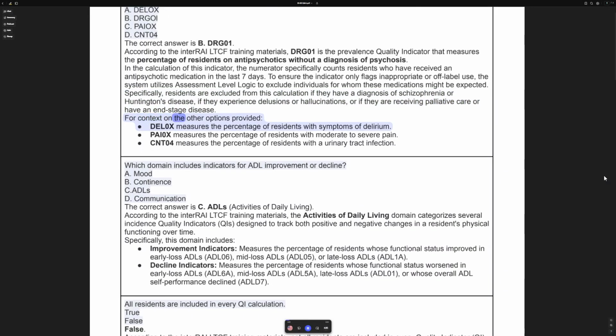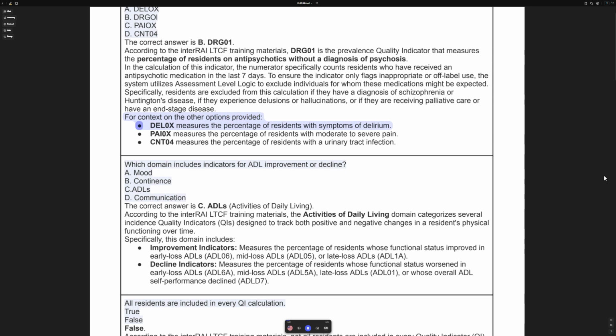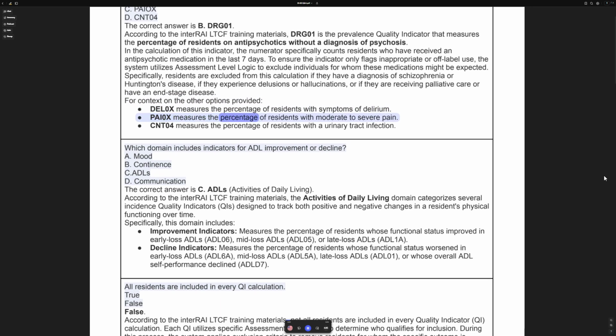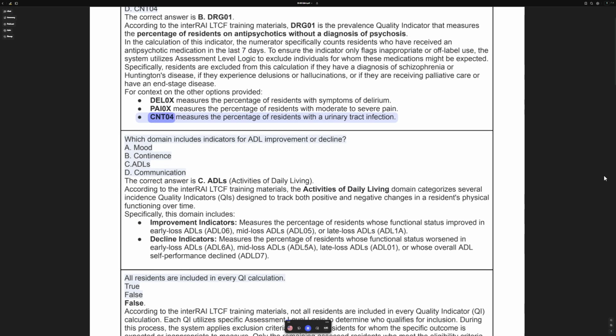For context on the other options provided, DELOX measures the percentage of residents with symptoms of delirium. PAYOX measures the percentage of residents with moderate to severe pain. CNT04 measures the percentage of residents with a urinary tract infection.